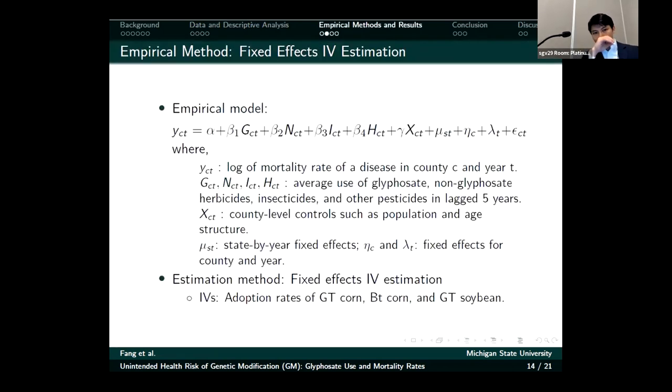The econometric model we use is a simple fixed effect model in which the outcomes represent the use of glyphosate and non-glyphosate herbicide, the insecticide, and other pesticides, mainly fungicide and others, in which we control for state by year fixed effects and the fixed effects for county and year. More importantly, we apply IV estimation and use the adoption rates of GT corn, BT corn, and GT soybean as instrumental variables for the use of these three types of pesticides.